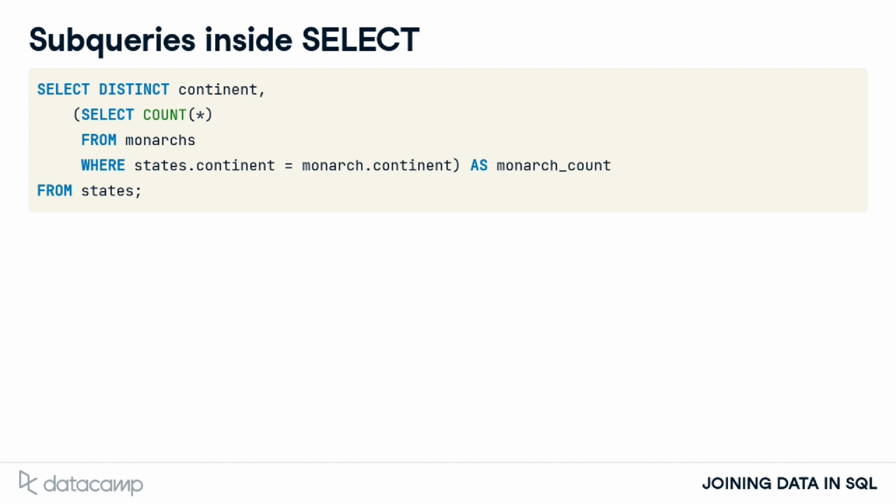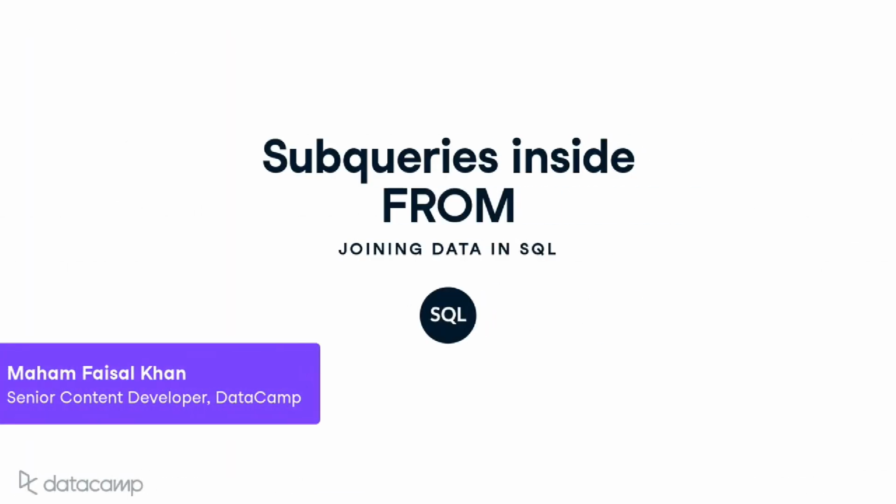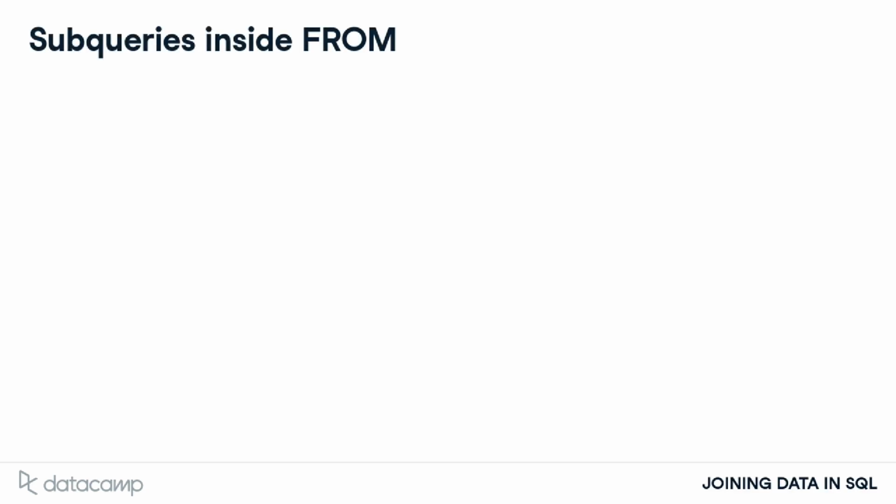This subquery follows the selection of distinct continents and will therefore count all monarchs within them in the select statement. A subquery inside a select statement like this requires an alias, like monarch_count here. Magic. The last type of subquery we'll cover is a query inside a from clause. Let's dig in. Let's say we're interested in all the continents with monarchs, along with the most recent country to gain independence in that continent.